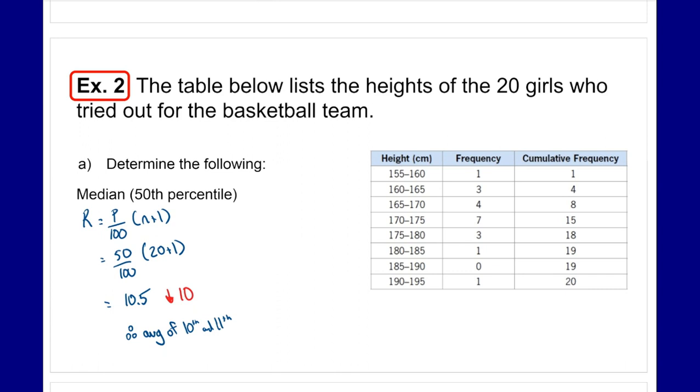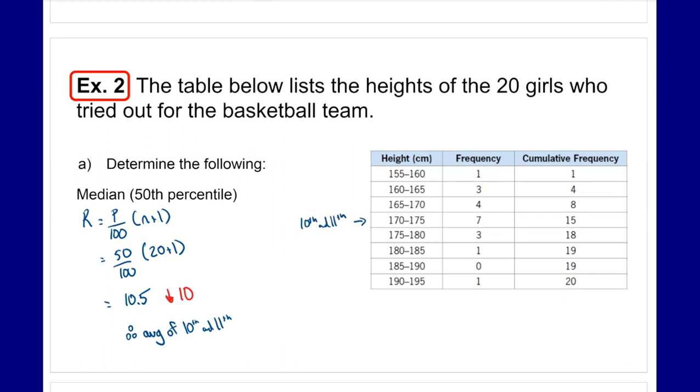Looking at the cumulative frequency, we can use this table to help us figure out where the position would be. So here we have 1, then the next interval is 2, 3, and 4. Then the next interval is 5, 6, 7, 8, so it's not in there. The next one is 9, 10, 11, and 12, so it is going to fall within this interval. The 10th and the 11th are going to fall within here.